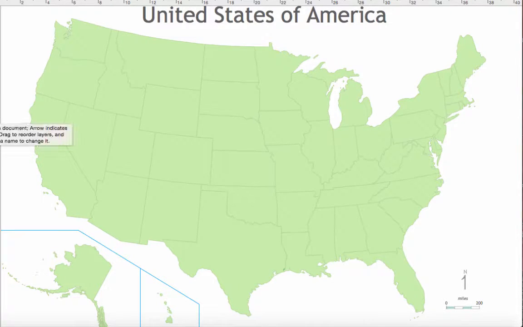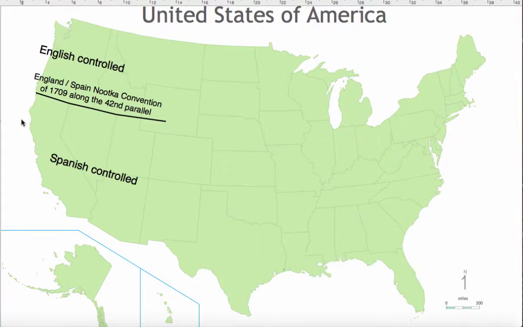The first big question we have, though, is how did Nevada come to become Nevada? In other words, why does it look the way it looks? Well, before the United States owned this area, it was controlled by the English and the Spanish. And in 1709, they came to an agreement called the Nootka Convention that settled the lands between them at the 42nd parallel. And as you can see, the 42nd parallel forms the northern border of California, Nevada, and Utah. So that's how the northern portion got settled.